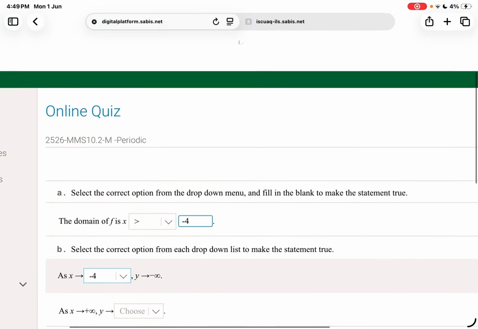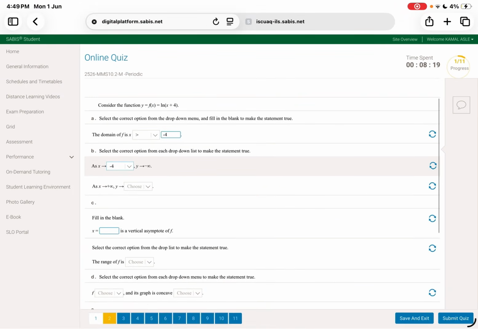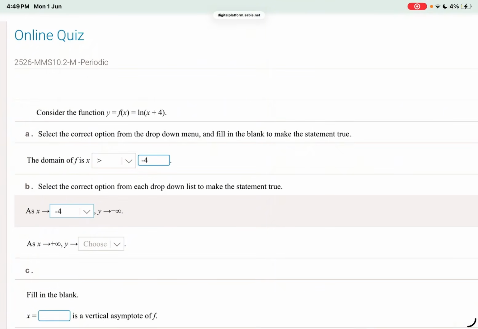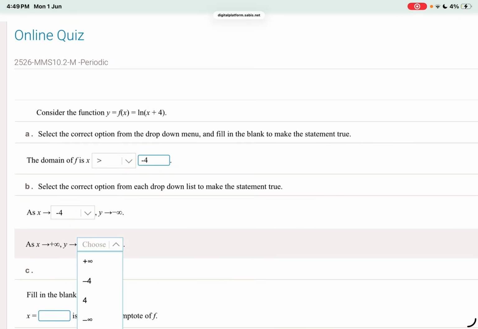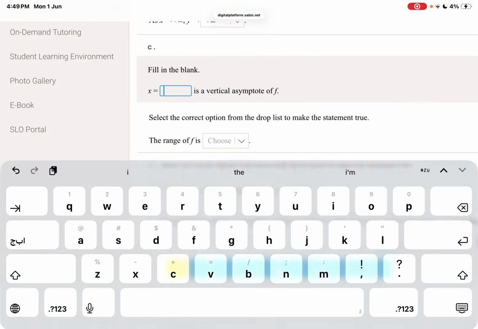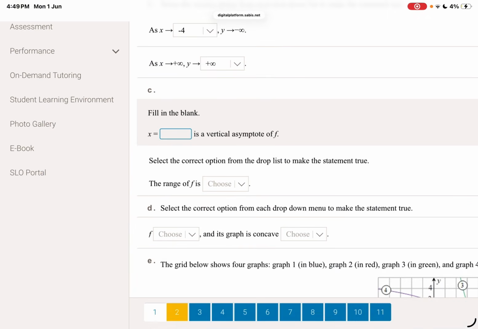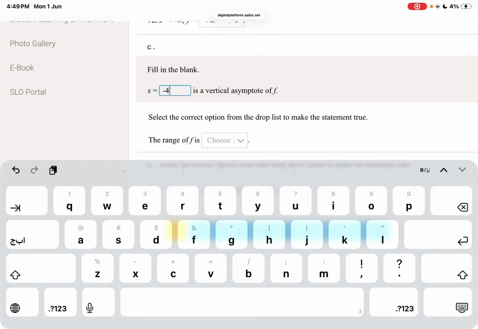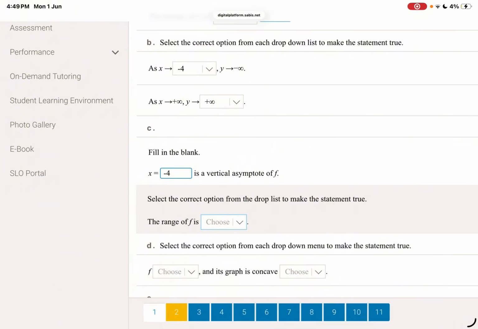When x is negative 4, y is negative infinity. So when x is negative 4, negative 4 plus 4 is 0. Ln of 0 is negative infinity. But then as x goes to positive infinity, y is what? When x is positive, positive plus 4 is a positive number, so y is positive infinity. The vertical asymptote is where the expression is equal to 0. So x plus 4 equal to 0, x will be equal to negative 4. The range is the y's, so negative infinity to positive infinity.